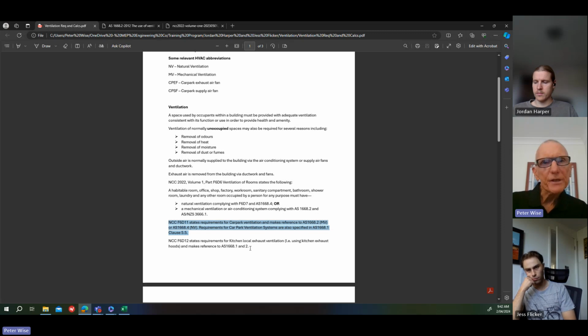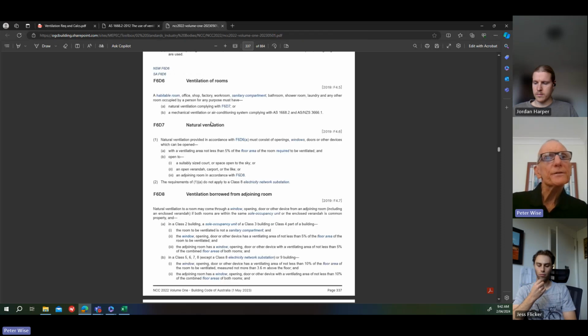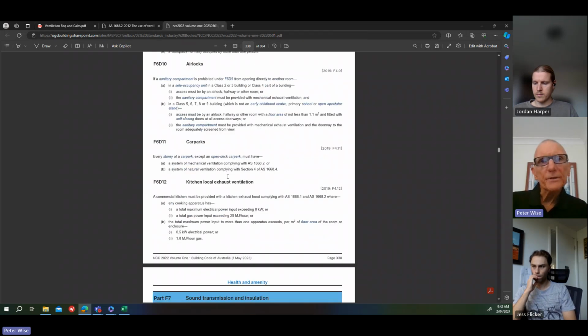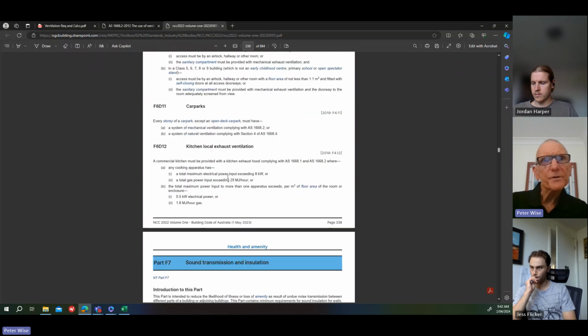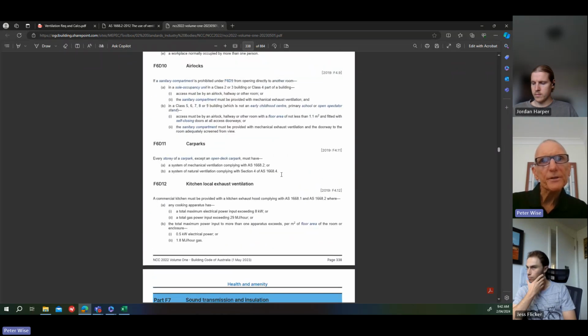NCC F6D12 states requirements for kitchen local exhaust ventilation, using kitchen exhaust hoods, and makes reference to, again, 1668 Part 1 and 2. So if I just go back to the NCC, you can have a read through this in your own time, but I'm just mentioning these because they're relevant to our discussion at the moment.